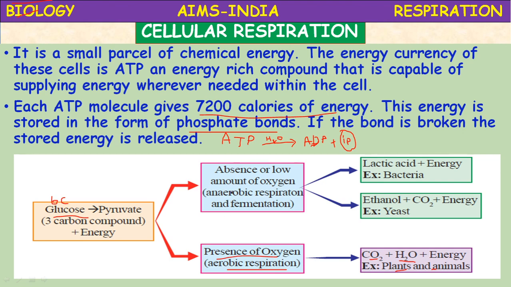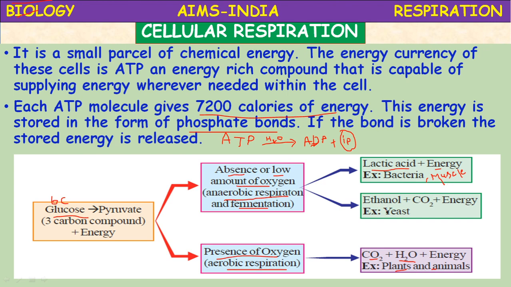If oxygen is not available, or in a low amount of oxygen, anaerobic respiration and fermentation occur. In anaerobic respiration, lactic acid is formed. It takes place in bacteria and even in our muscles. When your muscles are stressed or when you do heavy exercise continuously, this lactic acid is formed, which causes fatigue and pain.